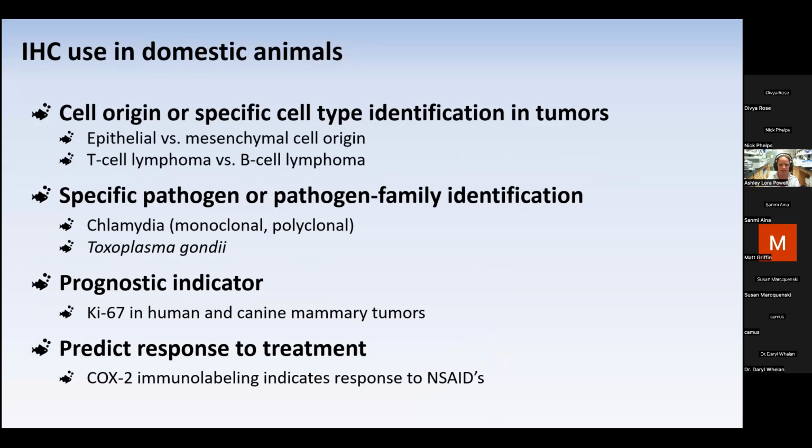There are various uses of IHC in domestic animals. Perhaps most commonly in the diagnostic setting, they're used for cell origin or identifying specific cell type. For example, they could be used to differentiate epithelial versus mesenchymal or connective tissue cell origin, or more specifically, to differentiate B cell or T cell lymphocytes. They're used to identify specific pathogens or pathogen families. For example, chlamydia antibodies will cross-react against different chlamydia species in different animals, whereas some are more species specific. Not so much in fish, but in humans and domestic animals, maybe someday in fish. They are used as a prognostic indicator. So Ki67 is an indicator of cell replication, so it could be determined how a tumor behaves or predict the response to treatment.